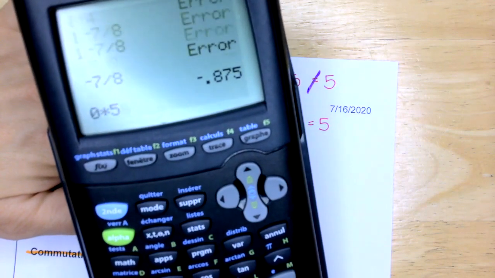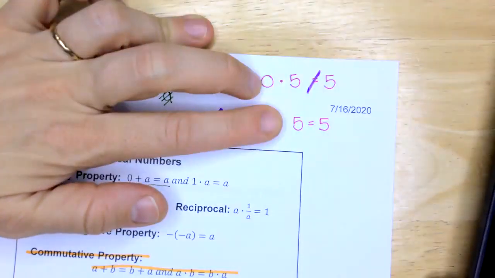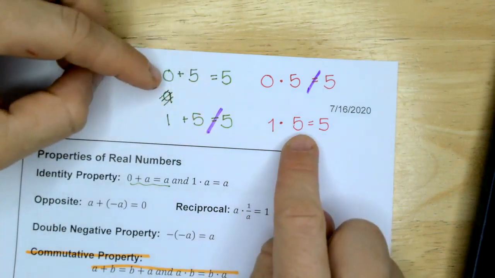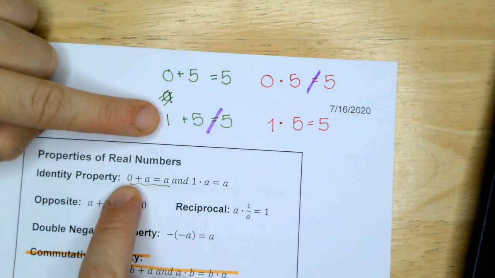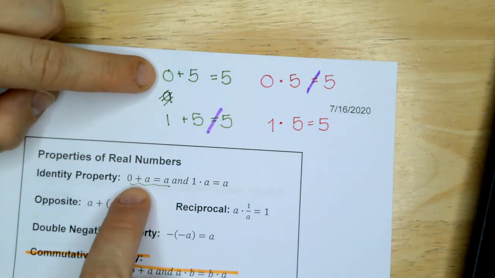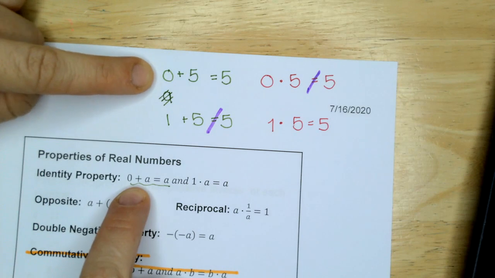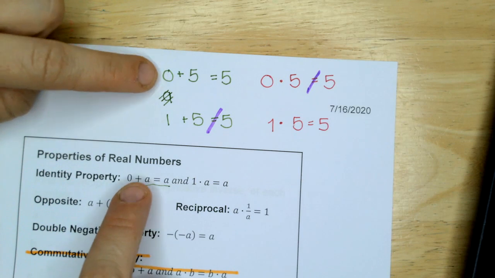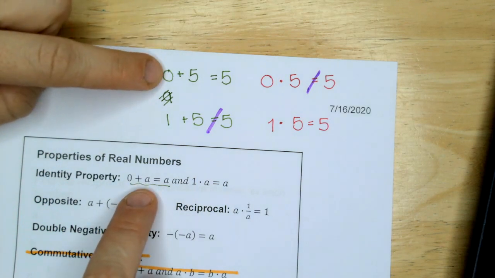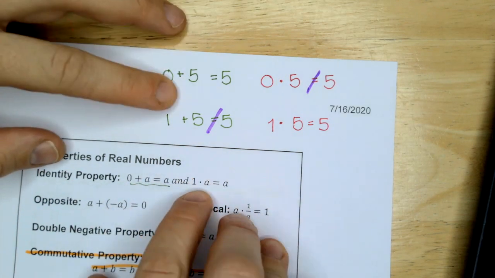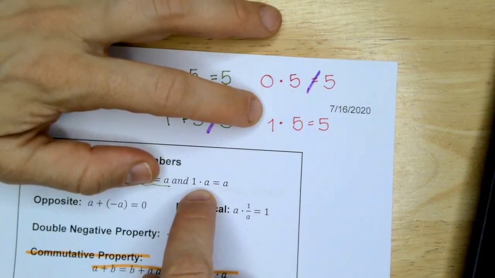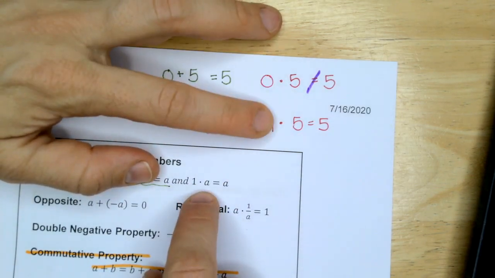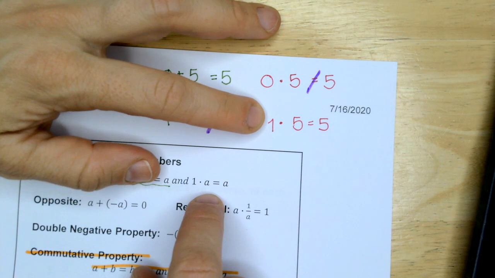0 times 5 is 0. 1 times 5 is 5, okay? So if I want to maintain the identity of a number or a term via addition, I can add 0. If I want to maintain the identity of a number via multiplication or division, I need to multiply or divide it by 1 to maintain the identity.